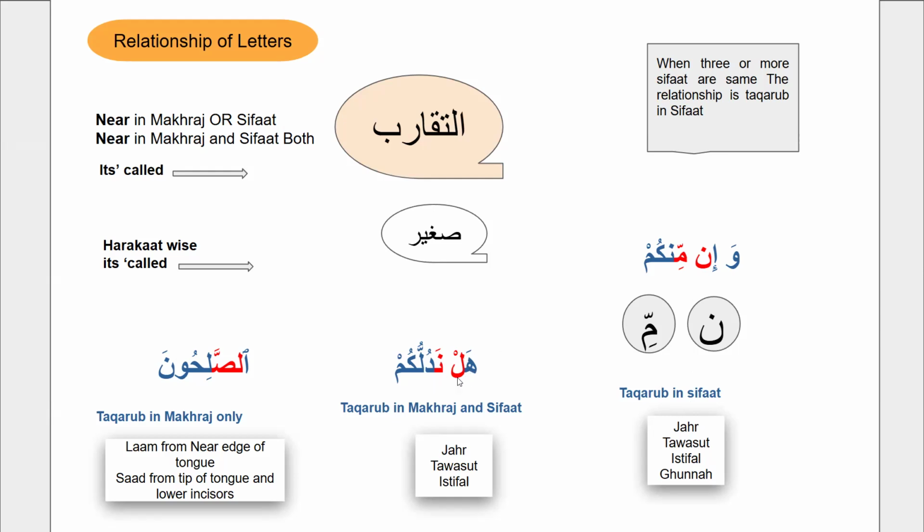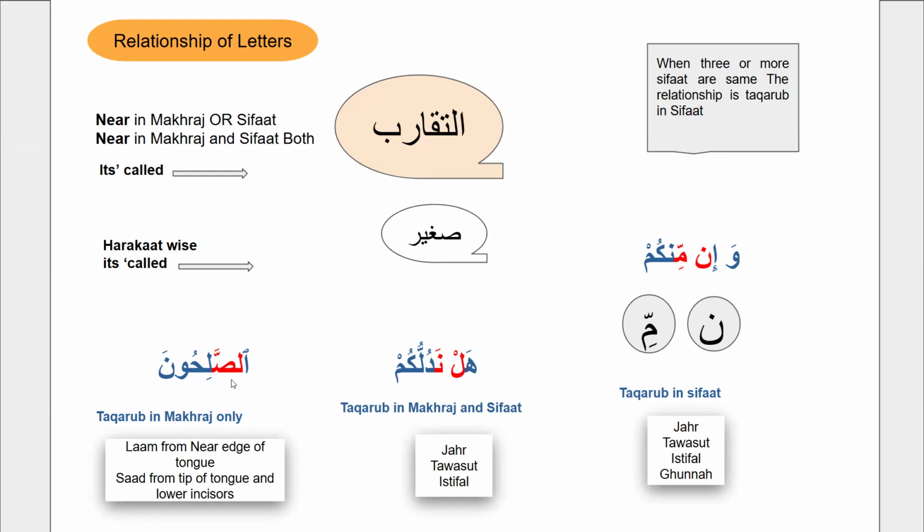Then we have an example of the letters lam and the noon. They are taqarub in makhraj and sifat because they come from the near makhraj and they share the minimum of 3 sifat. They have jahar, tawassut, and istifal. هل ندلكم. First letter is sakin, second is mutaharrik, so therefore it is saghir relationship. And makhraj wise, lam is from the near edge of the tongue including the tip, and the noon is from the upper gums, so they are near in makhraj and sifat.